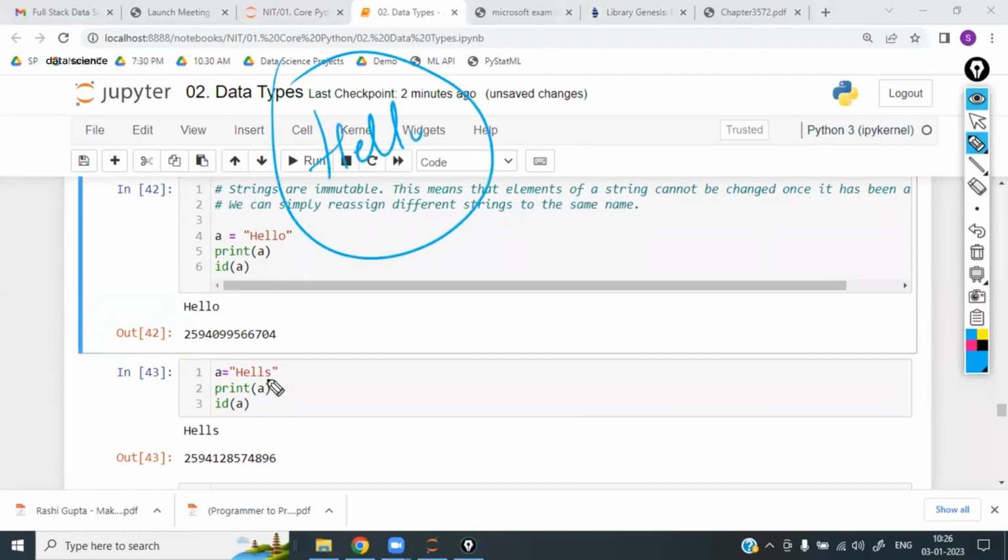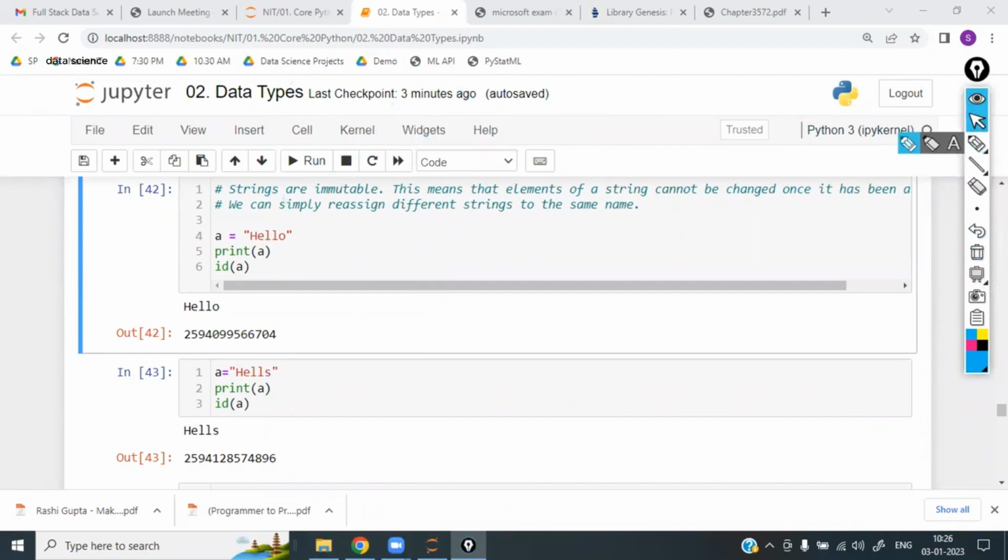You could keep A as is and just replace the O with S, right? But it will not do like that, because string objects are immutable. For immutable objects, it will create a new object. It will not replace in the old object. For mutable objects, it will replace in the old object. It will not create a new object. Okay, that is the difference.